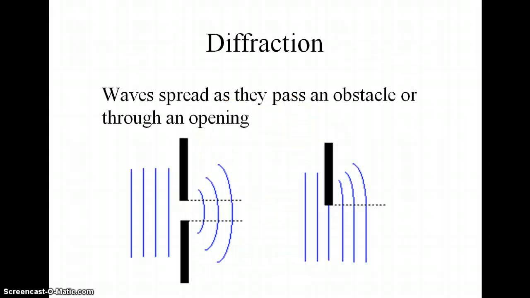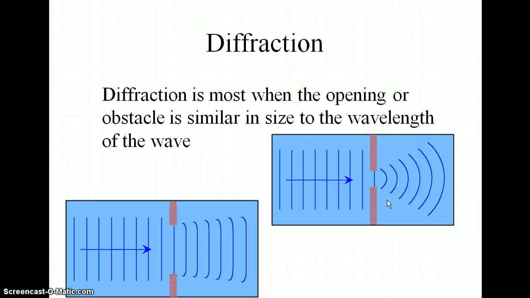Now let's have a look at diffraction. This is the spreading of waves when they pass through a gap or an aperture, or when they pass an edge or an opening. The amount of diffraction is greatest when the size of the aperture is approximately the size of the wavelength. So you can see down here we've got a large aperture, much bigger than the wavelength, so there's a little bit of diffraction at the edges.